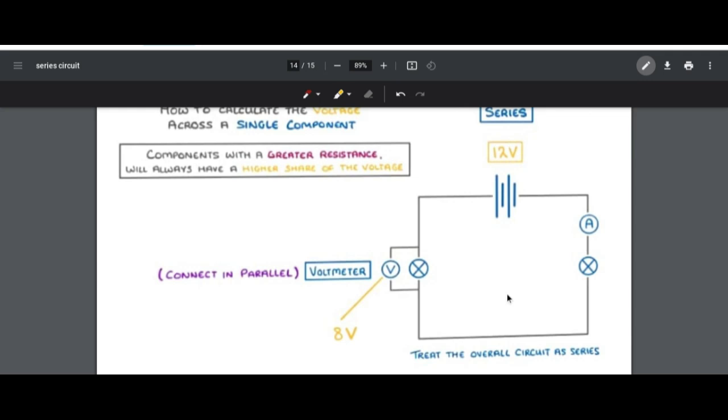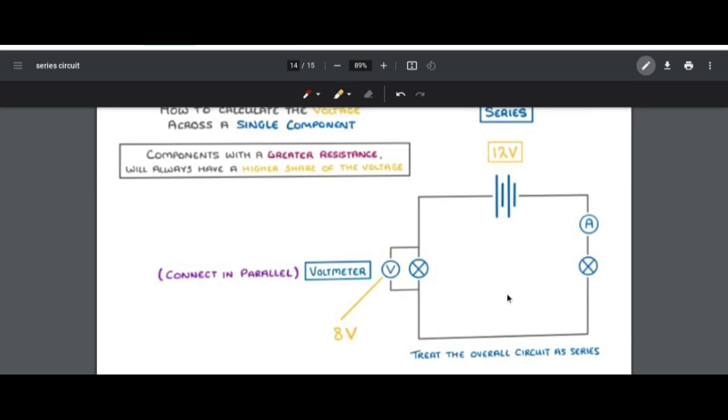Now the next thing is, even though voltmeters are in parallel, still treat the overall circuit as being series. As a final point, it's good to remember that due to Ohm's law, those components with the greater resistance will always have a higher share of voltage. You have to remember this thing. Those components with the greater resistance will always have a higher share of voltage. Okay?